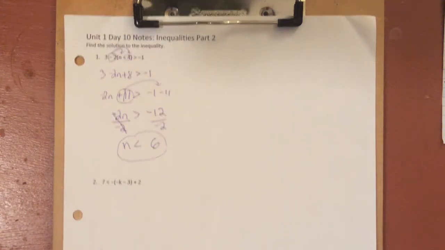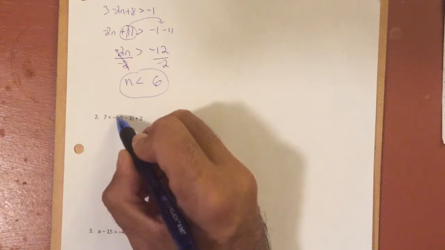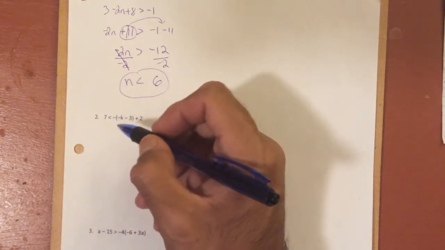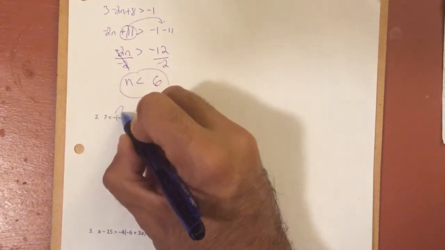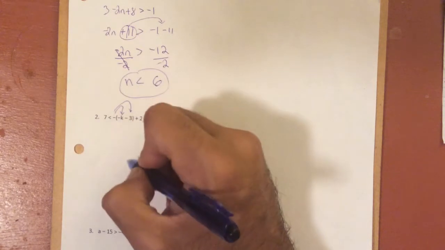Okay, moving on to the next problem. Now you notice I have a negative. You can put a 1 in between the negative and the parentheses. I really don't need that. I can just go ahead and distribute that negative.